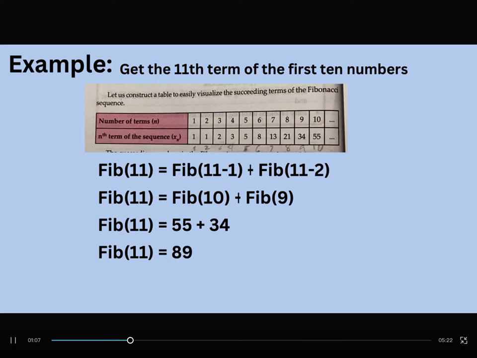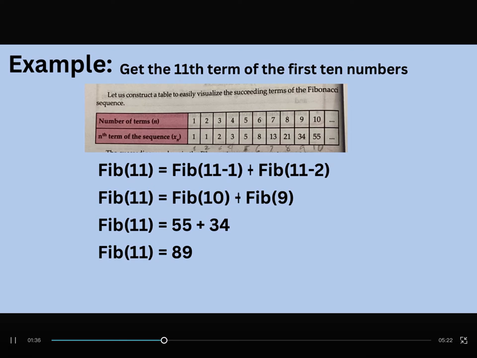Example: get the 11th term of the first 10 numbers. The formula we are going to use is fib of n equals fib of n minus 1 plus fib of n minus 2. Since we are trying to get the 11th term, we put 11 in the number of terms. So now we have fib of 11 equals fib of 11 minus 1 plus fib of 11 minus 2.